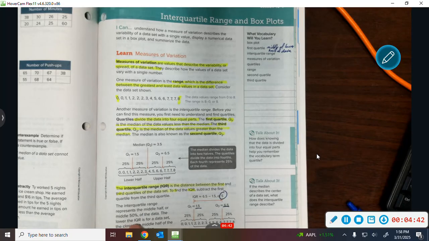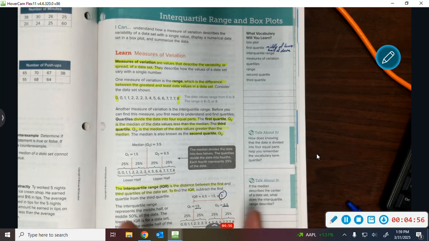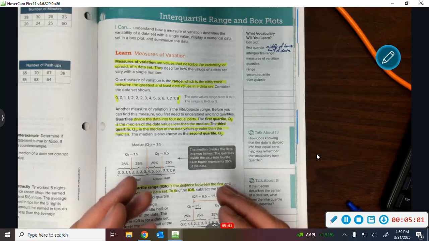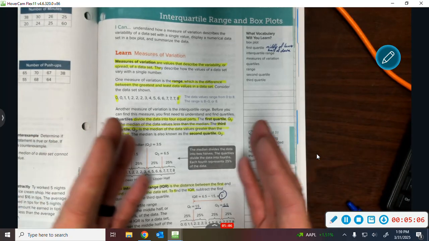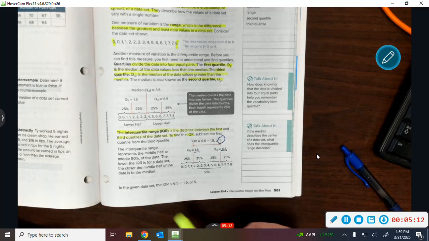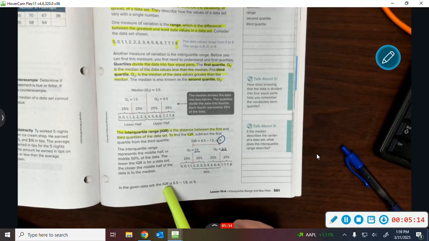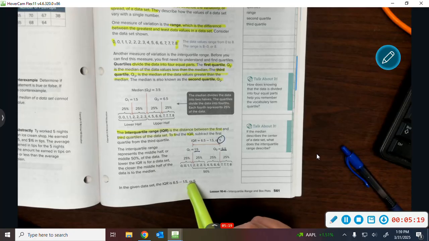The lower the IQR of the data set, the closer the middle half of the data is to the median. So the smaller that number is, that means your data is more smushed in together. If your IQR is a bigger number, then that means your data is more spread out. The smaller the IQR, the closer together the numbers are. So given this set of data, our IQR is 6.5 minus 1.5, or 5.